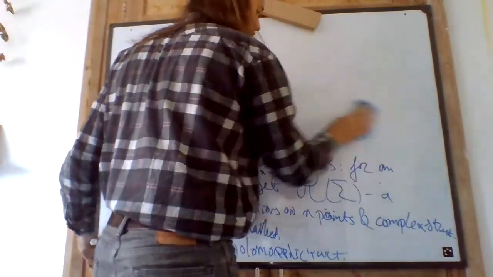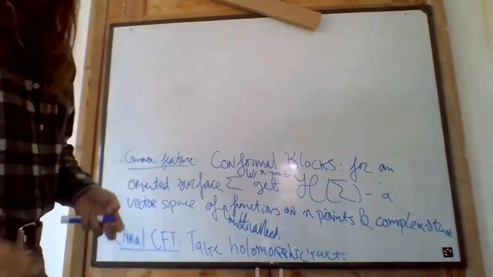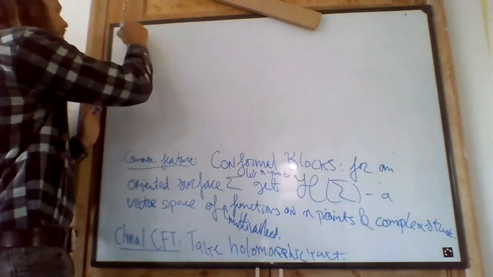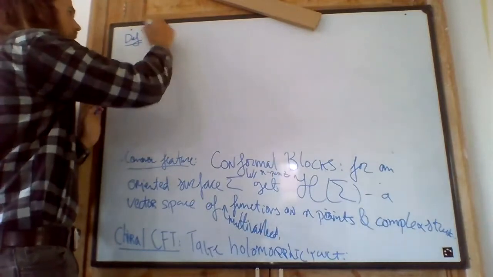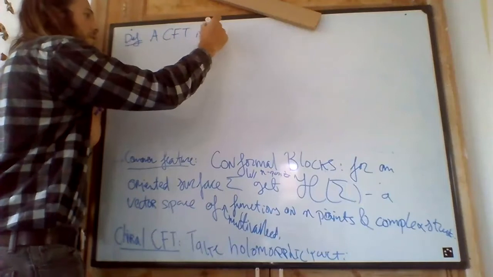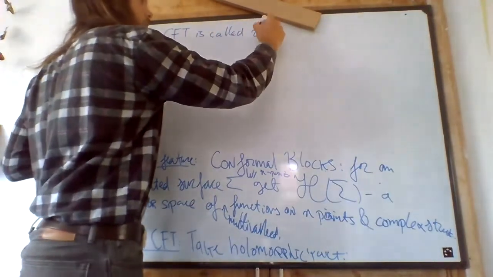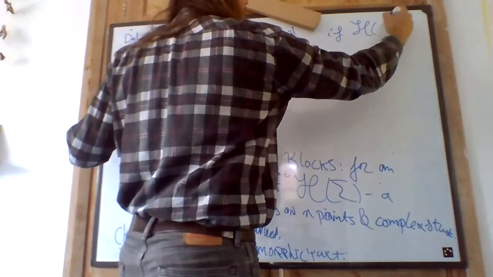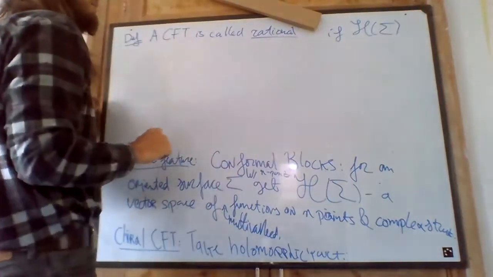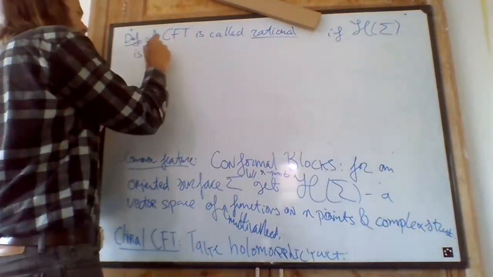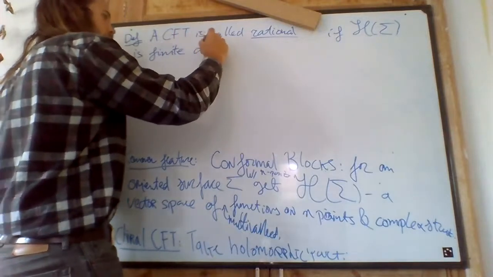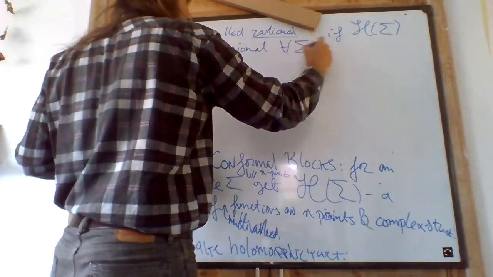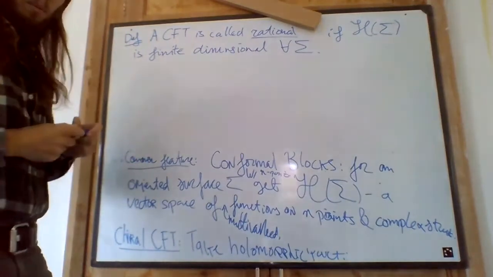Okay, so now, given this vector space of conformal blocks, there's a useful distinction to make. So, definition: a CFT is called rational if this vector space, that you'll just have to believe you can construct, is finite dimensional for all these surfaces sigma with all possible numbers of marked points.